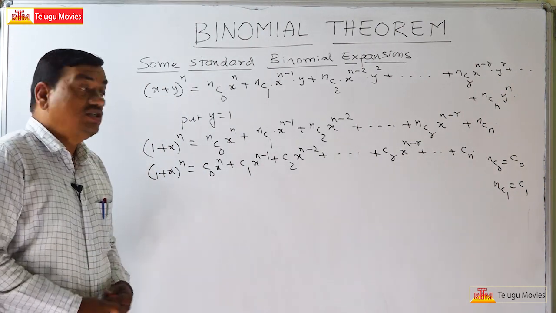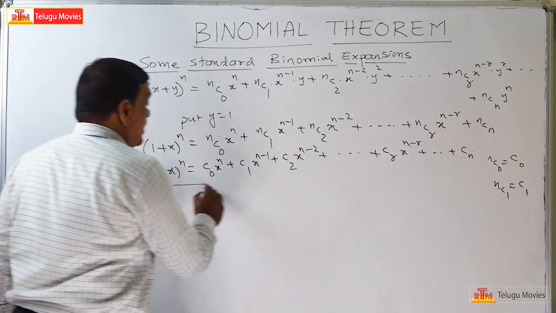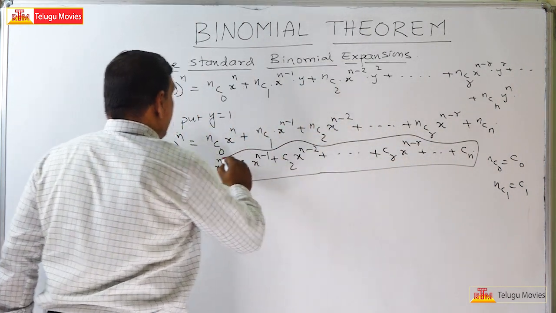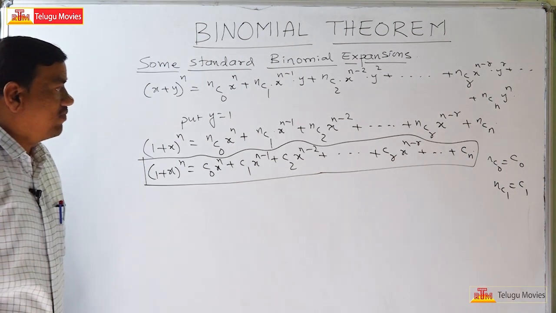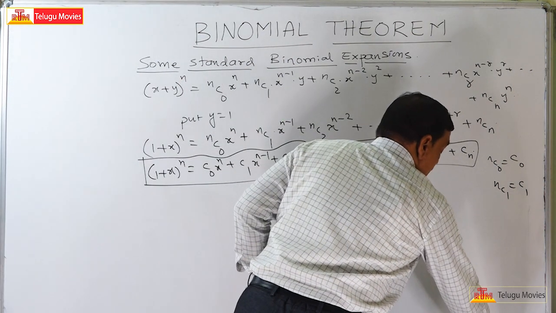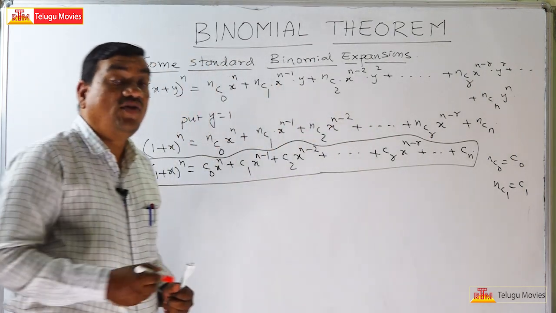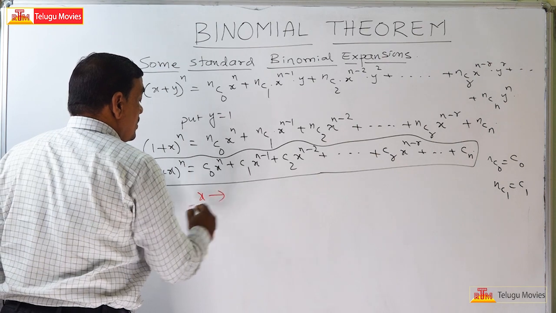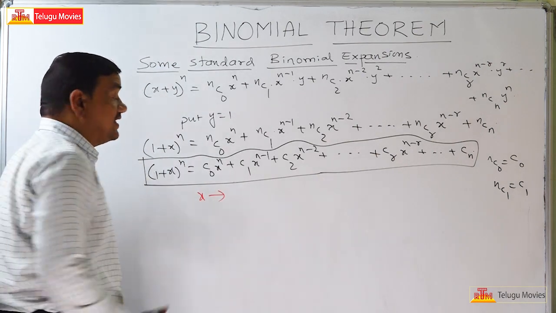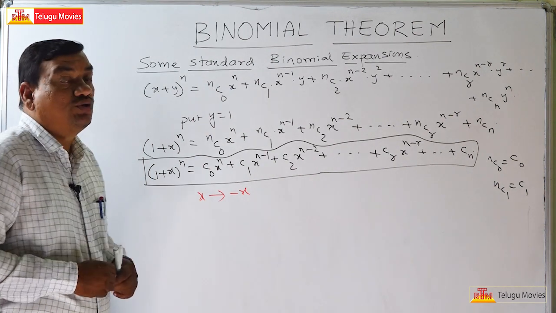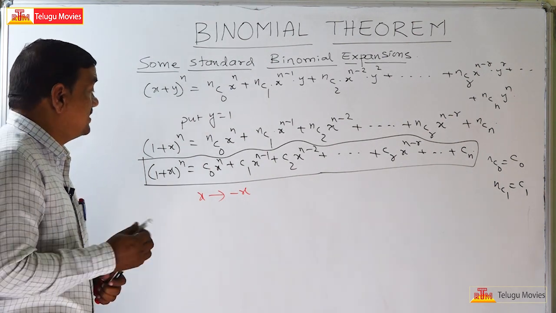Now this is the important binomial expansion. This is a very important binomial expansion formula, the main formula. Now I am going to get another formula. Replace x with minus x. Wherever x is there, substitute minus x. Let us see what happens.